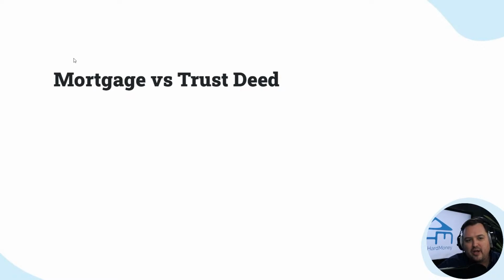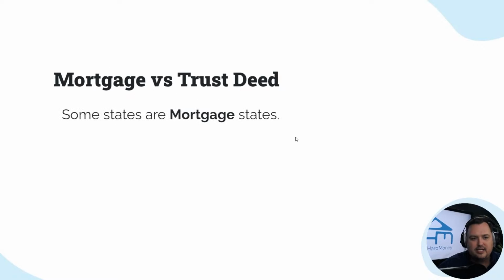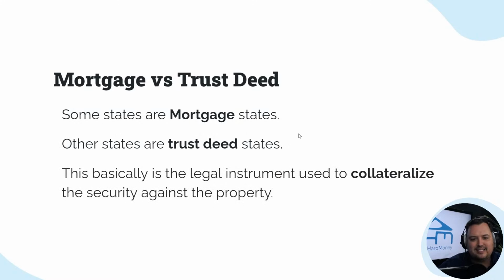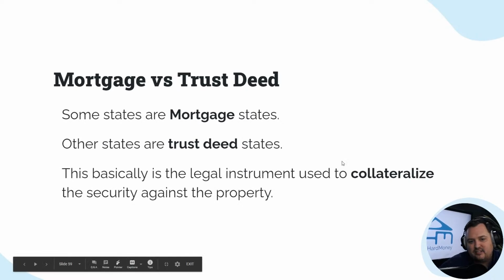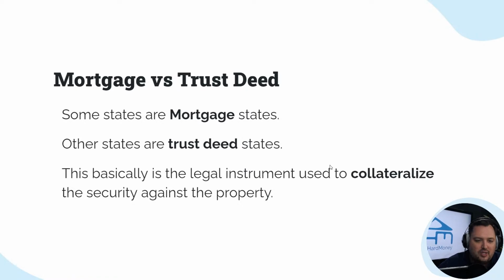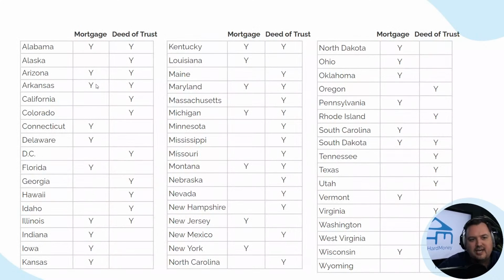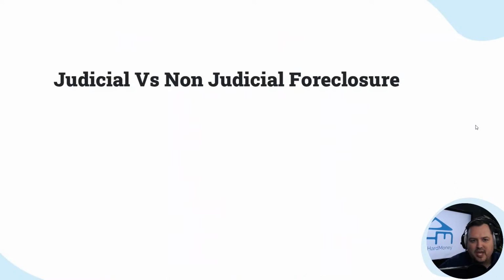So there are mortgage states and there are trust deed states. So some states are mortgage states and other states are trust deed states. This basically means the legal instrument that's used to collateralize the security against the property. So it doesn't really matter. Mortgage state, trust deed state, yes, there's some pros and cons if you're a lender, but as an investor, it's just a little bit different of a process. This will show you here the states that are mortgage or trust deed states. So you can look like in Georgia, they're a deed of trust state. In Texas, you've got a deed of trust state. So it gives you an idea.